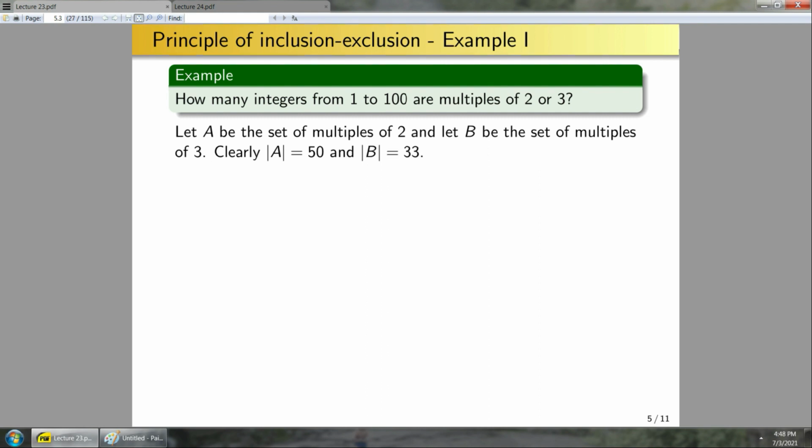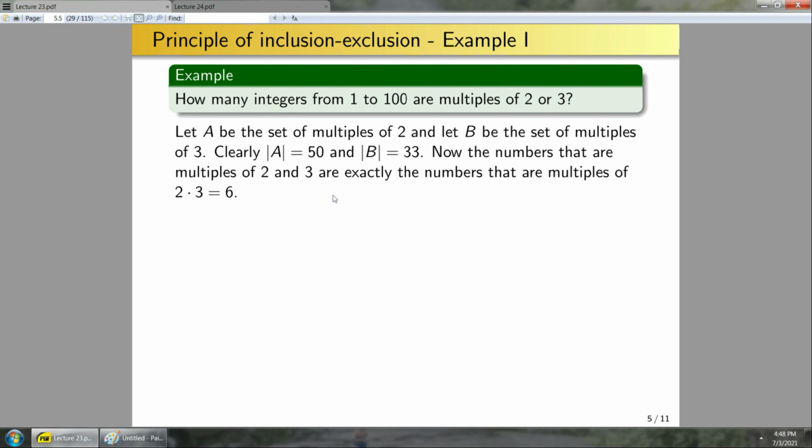So now, we want to know how many elements are in A intersect B. Well, the elements of A intersect B are going to be exactly the elements that are divisible by 2 and 3. So now note that the numbers that are divisible by 2 and 3 are going to be exactly the multiples of 2 times 3, which is just 6. So now all we need to do is calculate the number of multiples of 6 between 1 and 100.